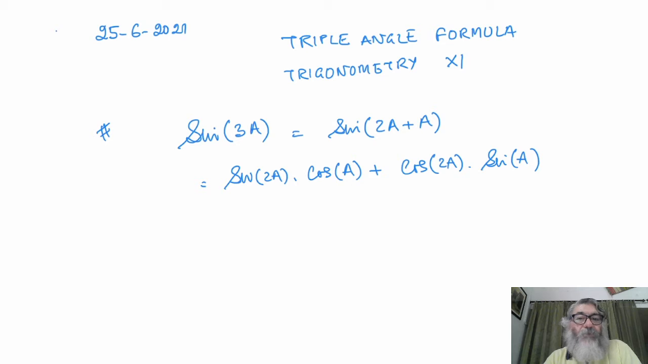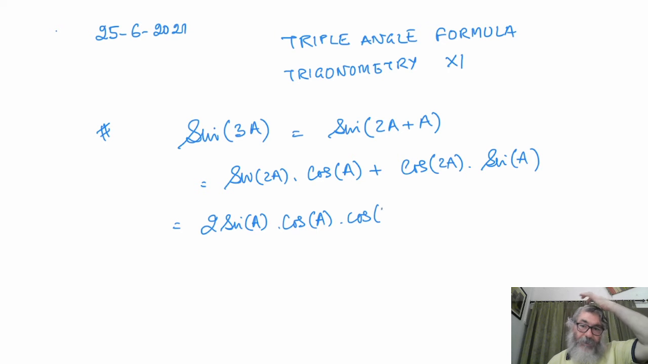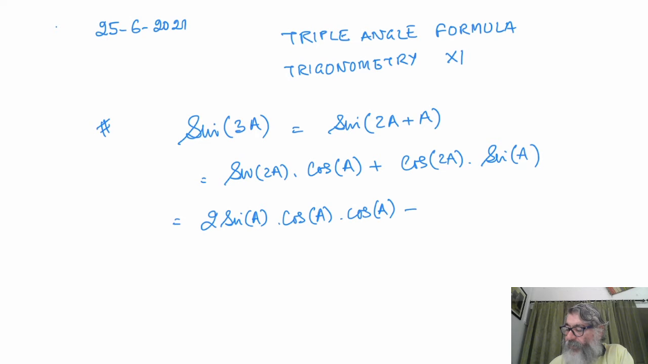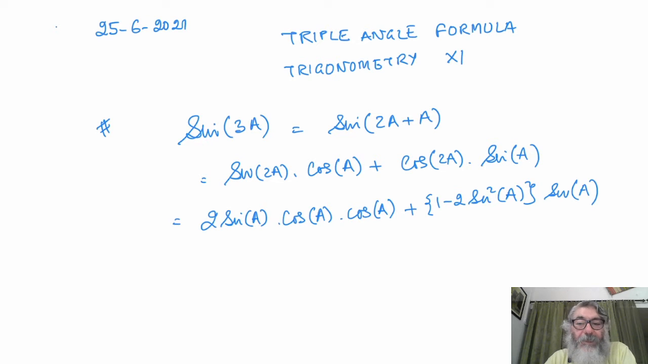Now sine 2a, I know what sine 2a is. Sine 2a is 2 sine a cos a, and one more cos a is already there, so that is multiplied. Cos 2a I will write as 1 minus 2 sine square a. I'll try to convert everything in terms of sine a. So sine 3a will come in terms of sine a.